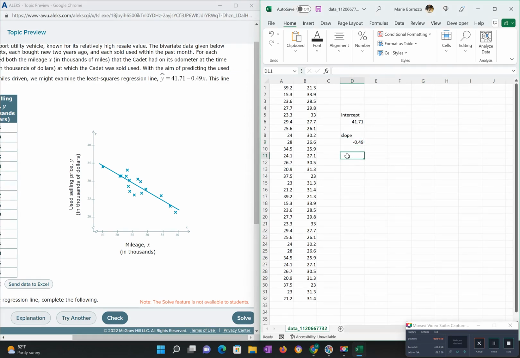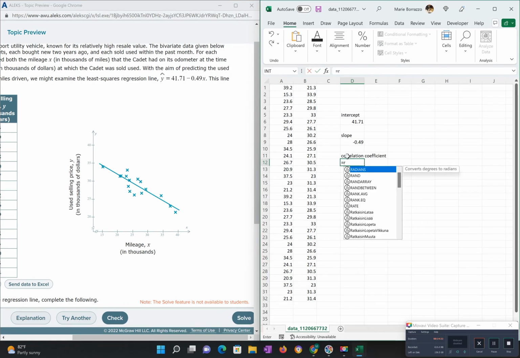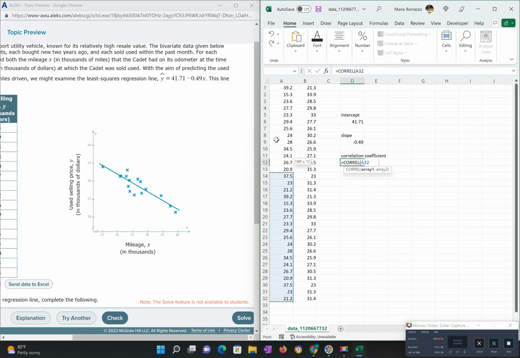You want to know the correlation coefficient? So I'm going to say equals R. I'm sorry, equals CORREL. Double click on it. It's going to ask you for the array. This is the first array. And here's your second array. There you go. Boom. So it has a negative correlation. It's moderately strong.